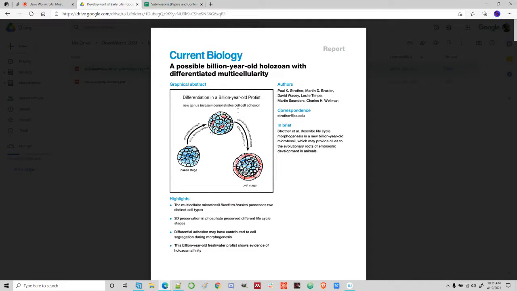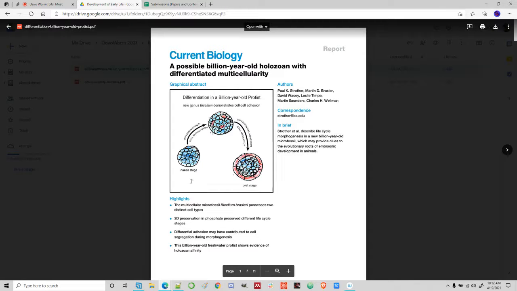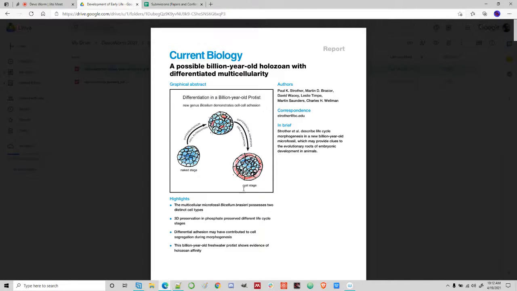I don't know if you remember the figure that I showed where we had the Boring Billion and then you had an oxygenation event at the beginning and at the end. And at the end of the Boring Billion with the second oxygenation event, you get this diversification of plants, animals, protists, all at about the same time. And so this is one of these organisms. So this is a multicellular microfossil, Bicellum brasieri.